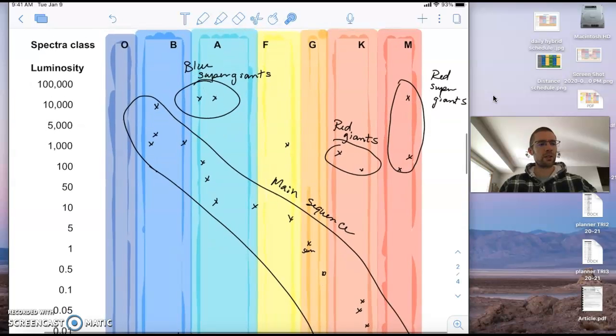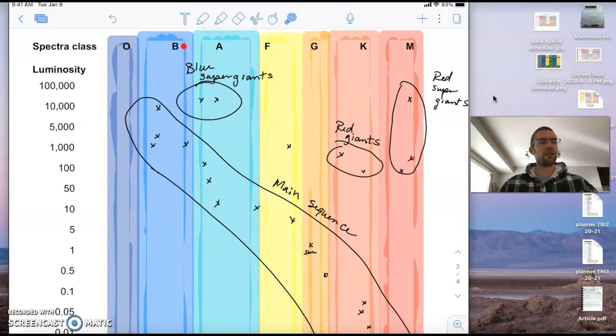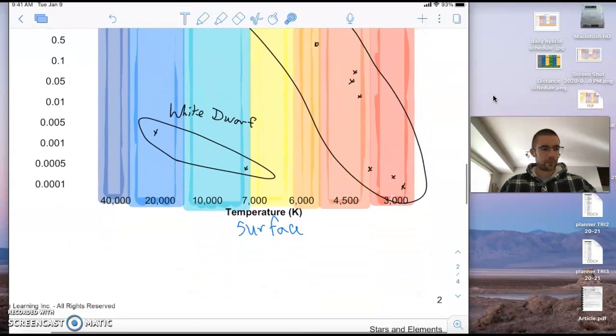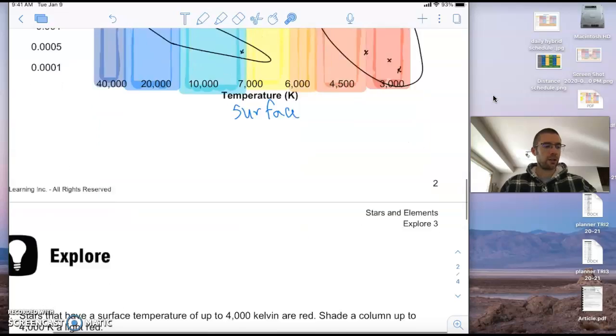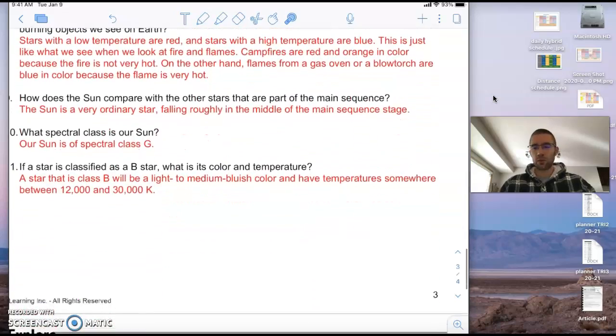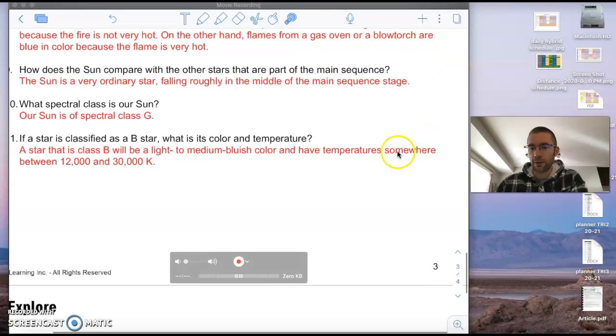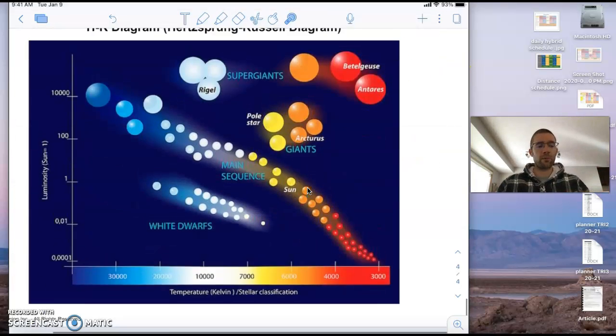The last question is about a spectral class B star, what color, and then what temperature. It should be a lighter blue, in the range from 12,000 to 30,000 Kelvin. So a lot of information we can gather from these HR diagrams.